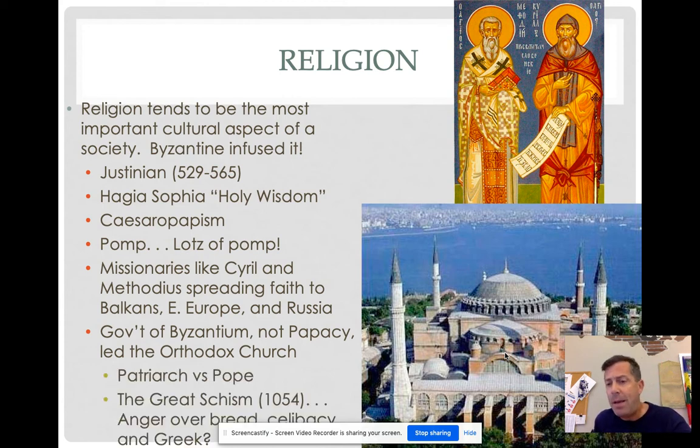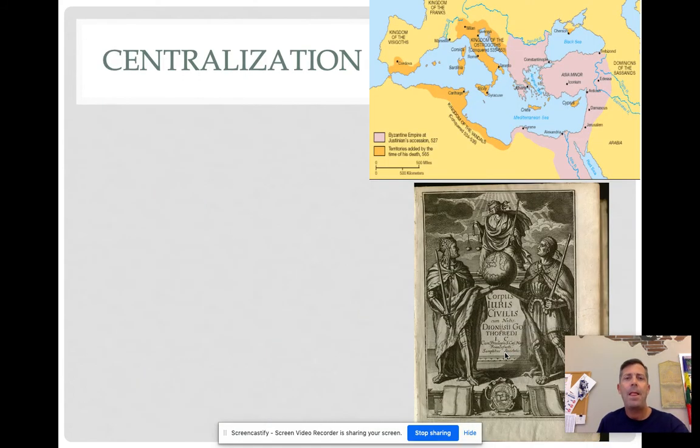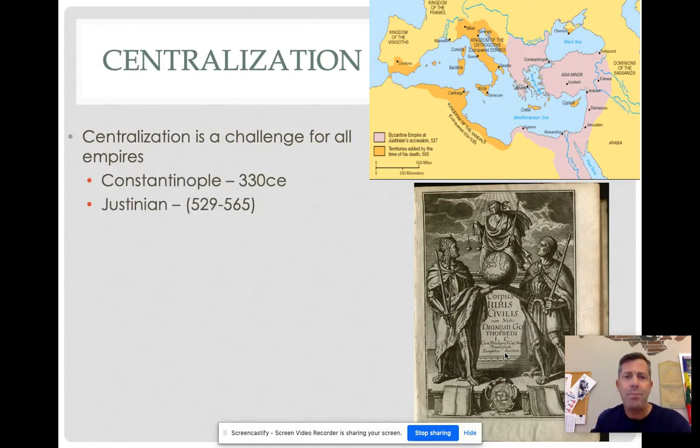Now, eventually, and I've mentioned this already, there is a great schism that happens in the church. The Catholic Church excommunicates the Orthodox Church, the Orthodox Church excommunicates the Catholic Church, and now we kind of see two Christian versions moving forward. In terms of centralization, it is extremely hard to centralize an empire.